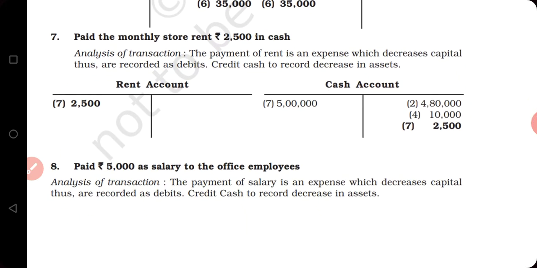Next is 7th. Paid the monthly store rent rupees 25,000 in cash. We are paying the monthly rent. So rent is an expenditure. I tell you, rent indicates the debit balance. Here our expenditure is improving. So in the debit side we will show the 25,000. But on the other side, in cash account, we will prepare and show the 25,000 in credit side because our cash, or assets, is reducing by 25,000 according to this transaction.